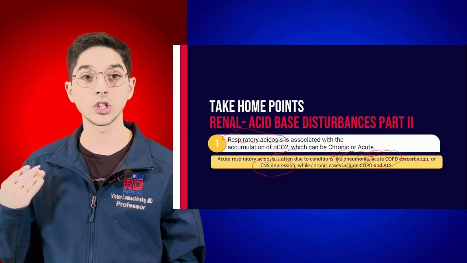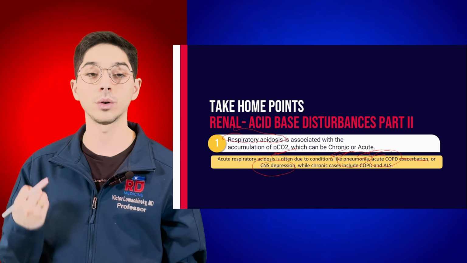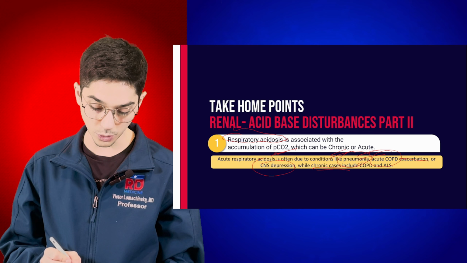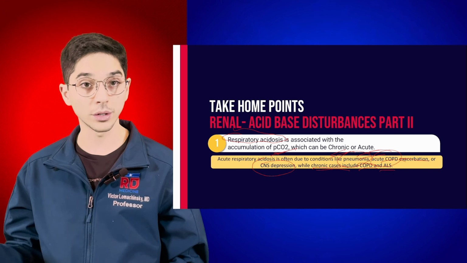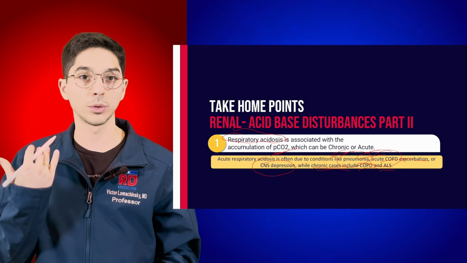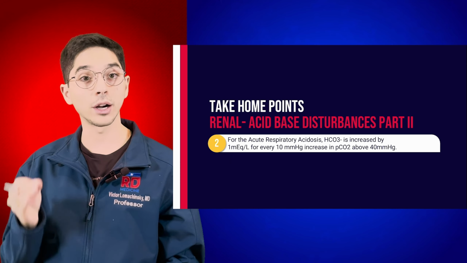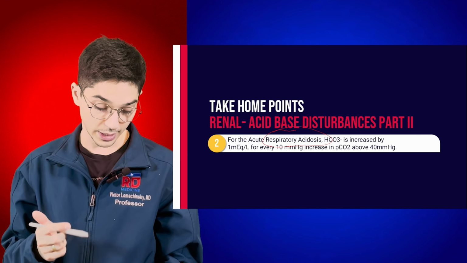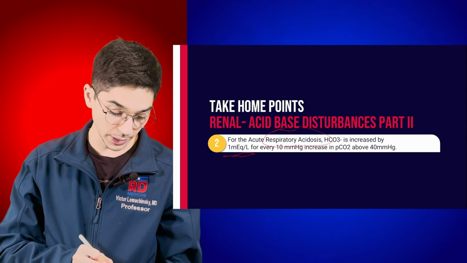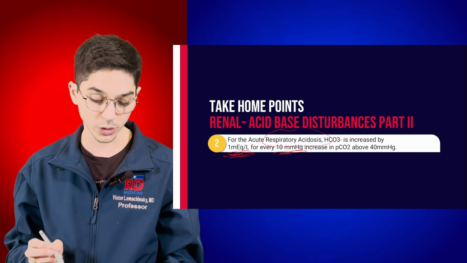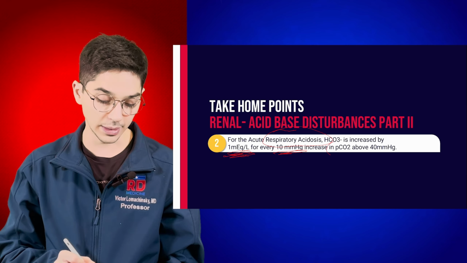Now, those are things that change your respiratory rate very abruptly. However, chronic cases include COPD and ALS. Those are conditions patients have been living with for quite some time, and they adjust their respiratory frequency based on that. For acute cases of respiratory acidosis, we know that bicarbonate needs to increase 1 milliequivalent per liter for every 10 millimeters of mercury increase in the PCO2.